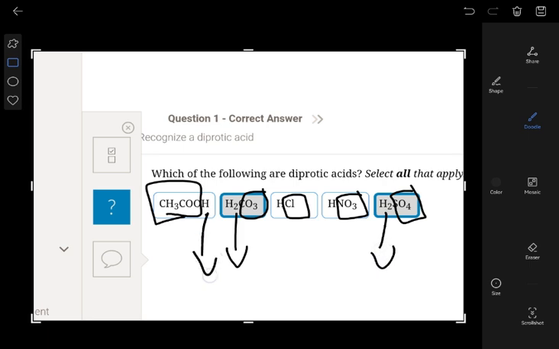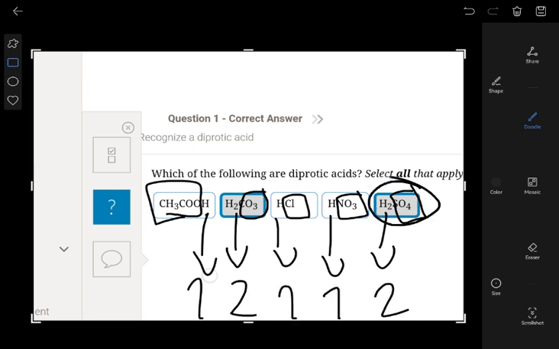So here, let's count. This one has 1. This one has 2. This one has 1, 1, and 2. Asking which one has 2. It's gonna be this one and this one.